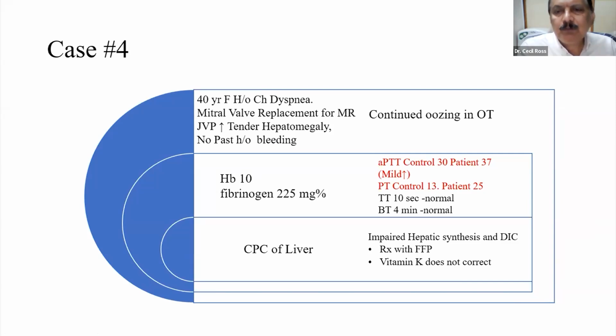So here, if the person has continuous oozing, advise treatment with fresh frozen plasma. Now, in this patient, you cannot give vitamin K because the vitamin K-dependent factors 2, 7, 9, 10 are basically normal in these people, so it really does not correct this. So you have to immediately correct the oozing and control the coagulopathy, and therefore you have to give treatment with fresh frozen plasma, right?